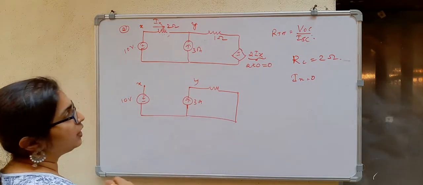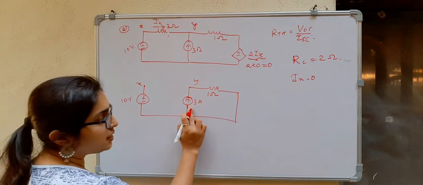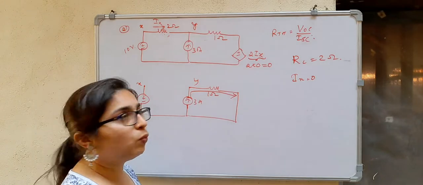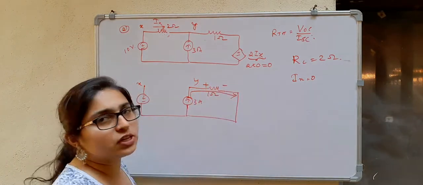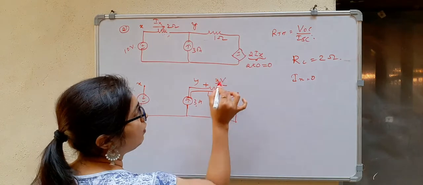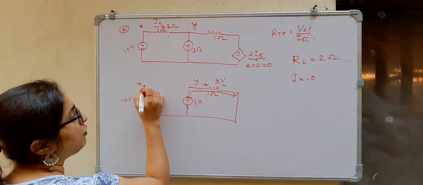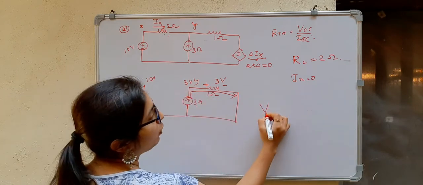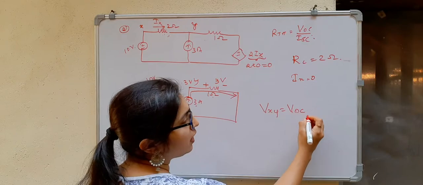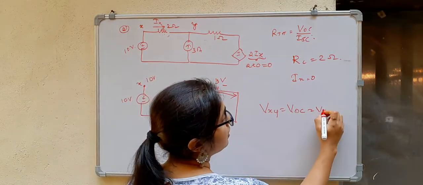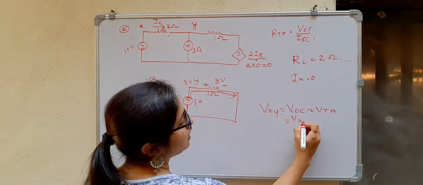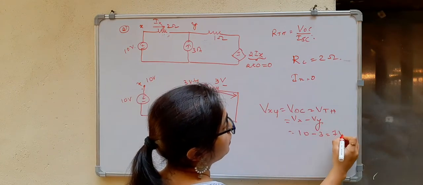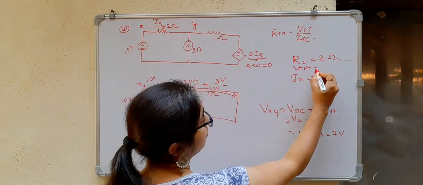Now we can see that this 3 ampere flows through the 1 ohm resistor. So all the 3 ampere will be flowing through 1 ohm. That means you will have a voltage drop here, that is 3 into 1, 3 volts. So we can say the potential at X is 10 volts, the potential at Y is 3 volts. So then what will be your Vxy? This is nothing but the open circuit voltage, or we can also consider this as VTH. That will be equal to Vx minus Vy, so that is 10 minus 3, equal to 7 volts. So VTH is equal to 7 volts.